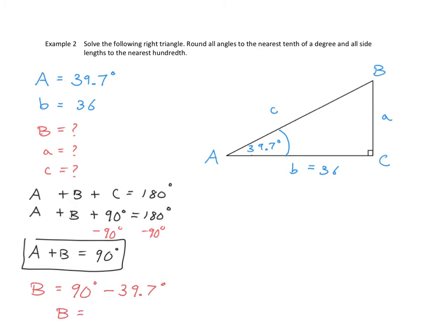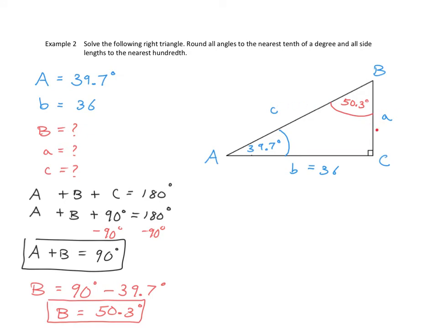So the answer is 90 minus 39.7, and we get 50.3 degrees. So that is this angle here. This is 50.3 degrees. There are only two things left to solve for. That is the length of side A and the length of side C.